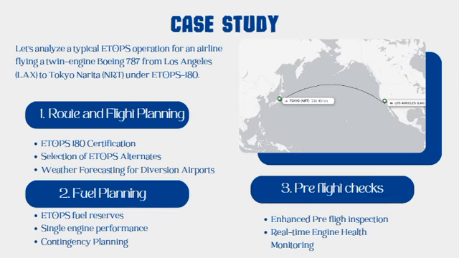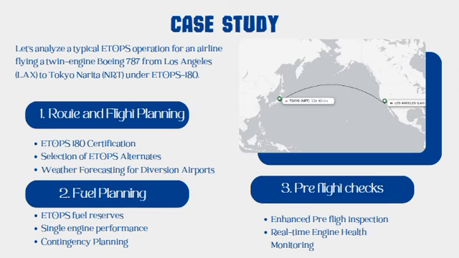First, the route and flight planning. ETOPS 180 certification. Since this 10-hour trans-Pacific route crosses vast oceanic regions, it requires ETOPS 180 certification, which means the aircraft must stay within 180 minutes of a suitable diversion airport.